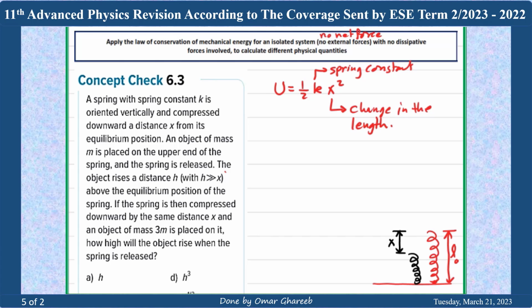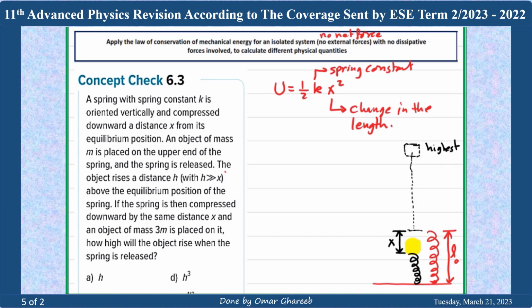By putting an object of mass m on the spring, we have an object of mass m. Then we release the object or the spring. The object will go with the spring up. At this point, the object will leave the spring and continue upward until it becomes at rest here. This is the highest point.